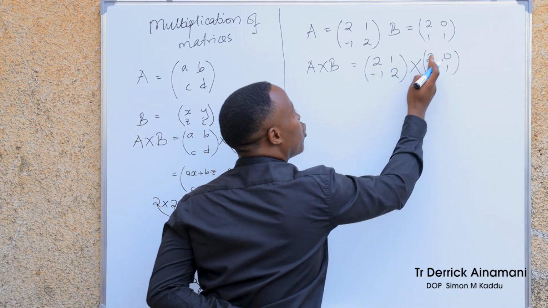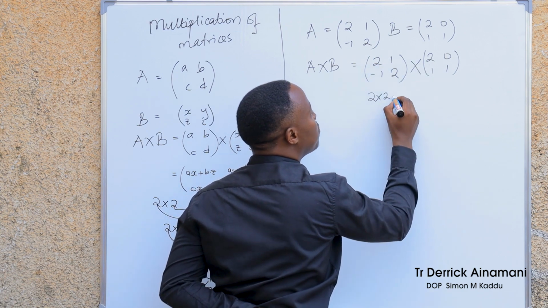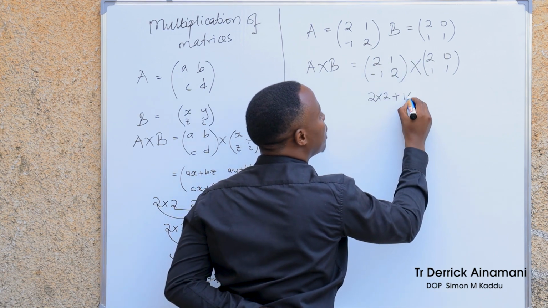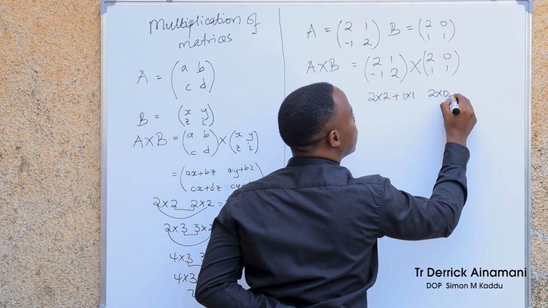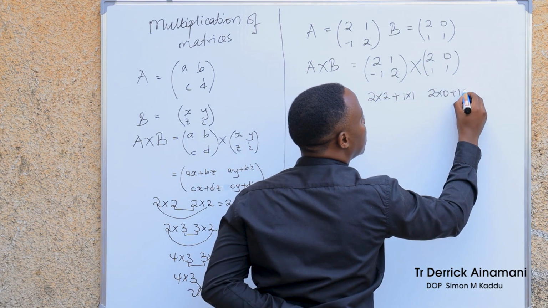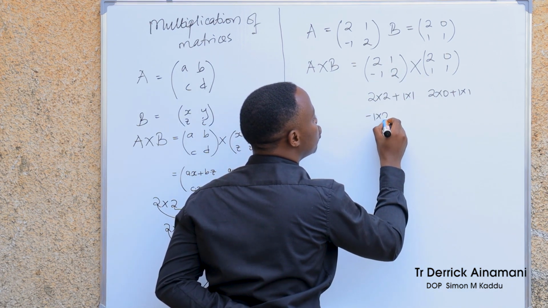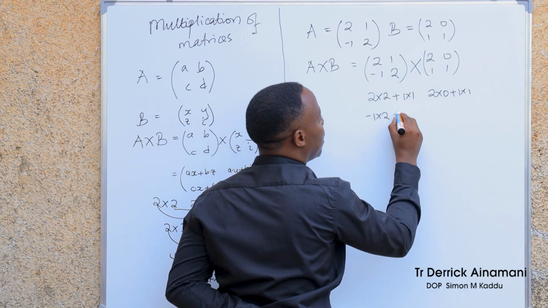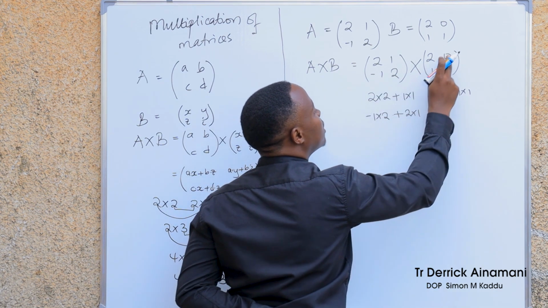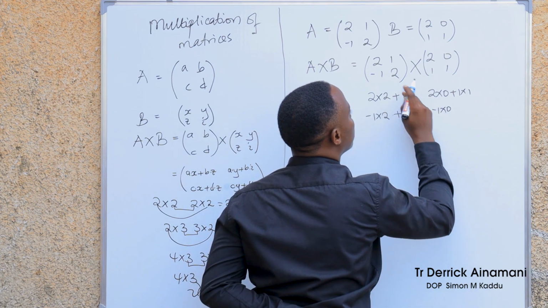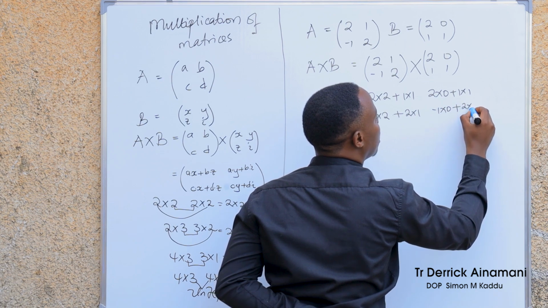So we would say row by column. This would be 2 times 2 plus 1 times 1. Then here we would have 2 times 0 plus 1 times 1, this 1 times this 1. Then we come here, this would be negative 1 times 2 plus 2 times 1. Then here it would be negative 1 times 0 plus 2 times 1.